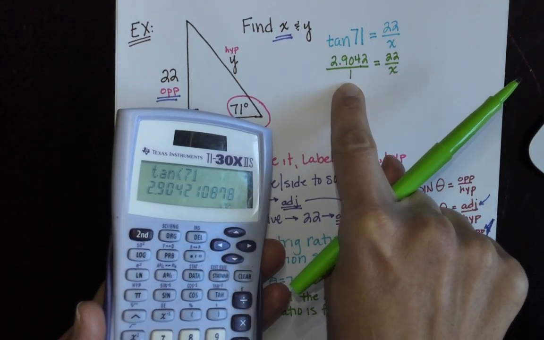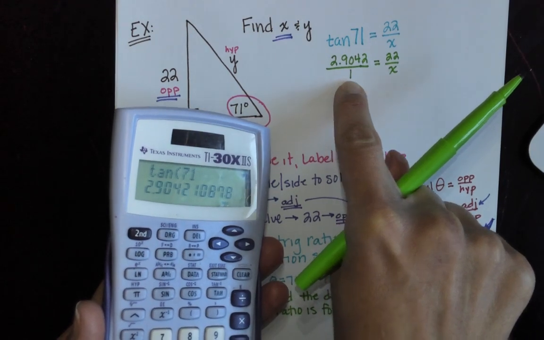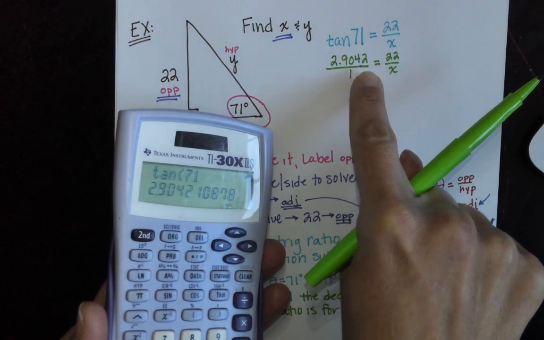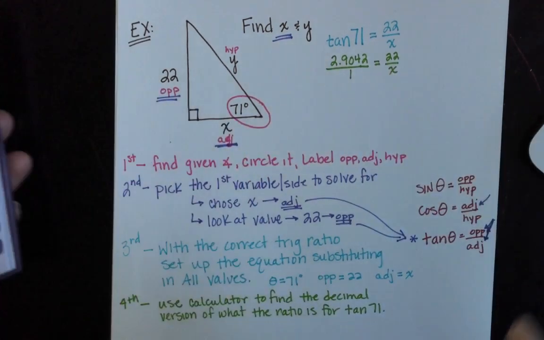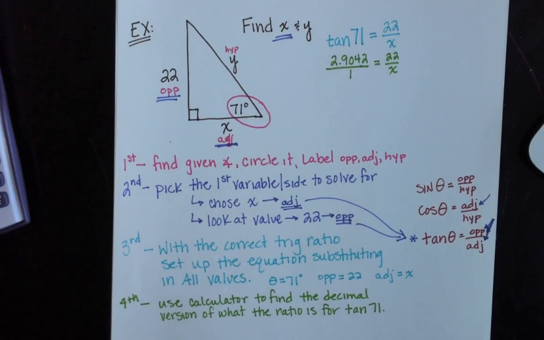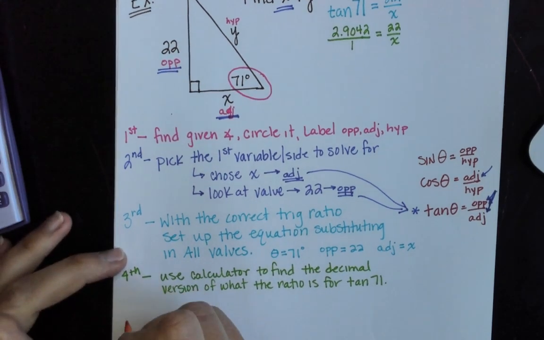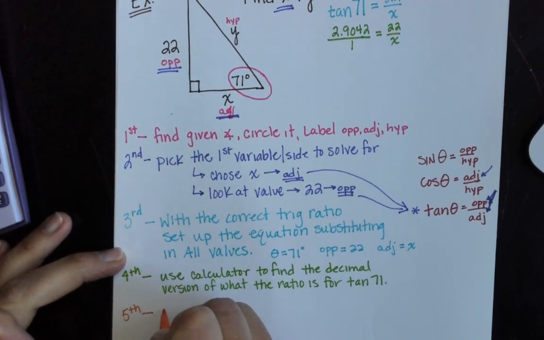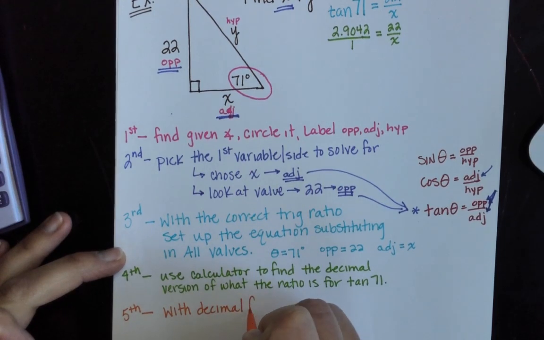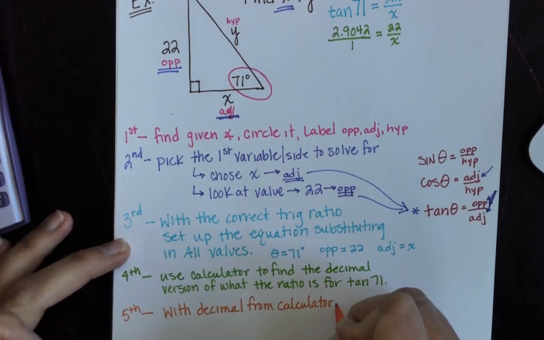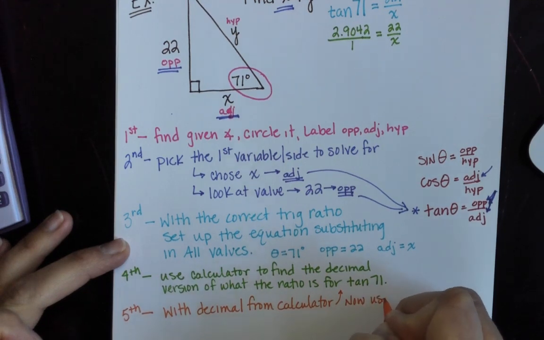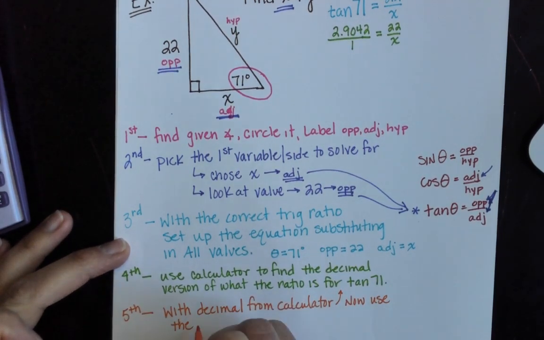And I reminded myself it was a ratio by putting it over 1. And I will always put it over 1, because now I have two ratios set equal to each other, and that's a proportion. So our last step is to use the proportion to solve.